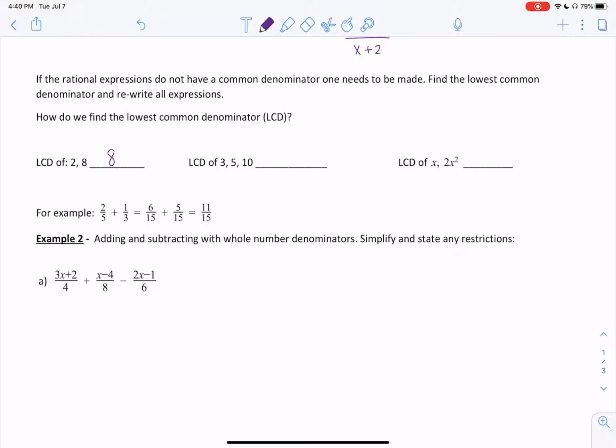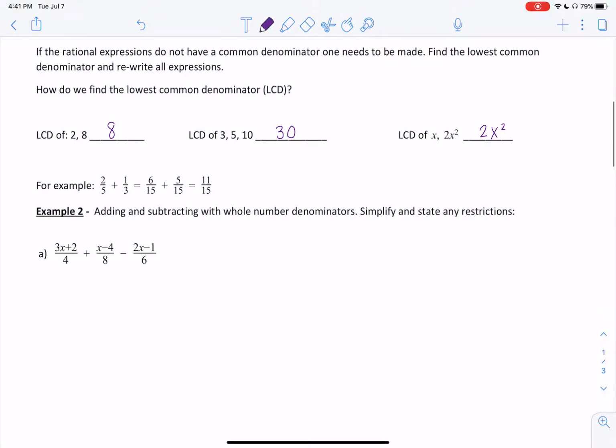Then what about 3, 5, and 10? So the lowest thing that I could get them all to is 30. I could multiply 10 by 3, 5 by 6, and 3 by 10. And finally, x and 2x squared. My lowest common denominator would be 2x squared because I could multiply x by 2x and end up getting the same denominator.